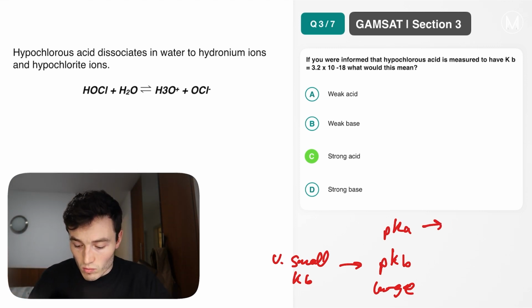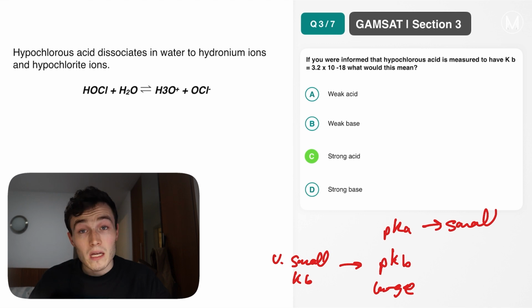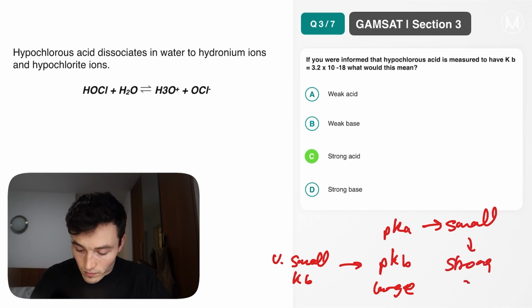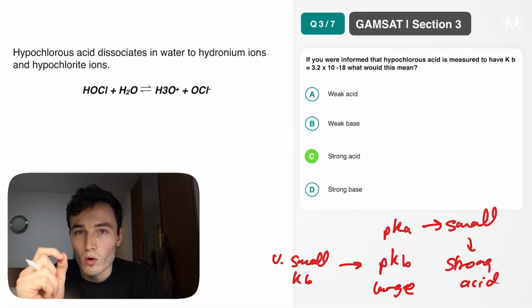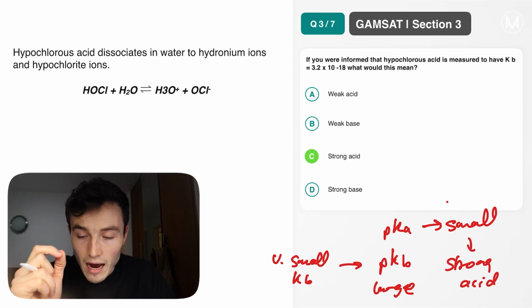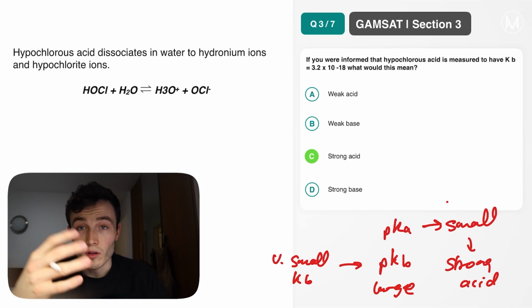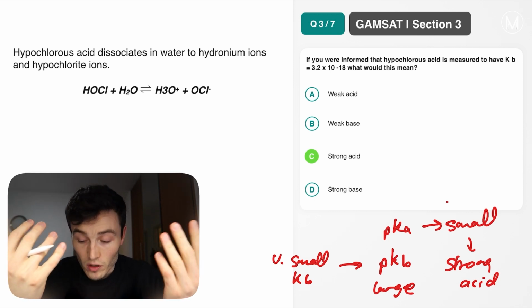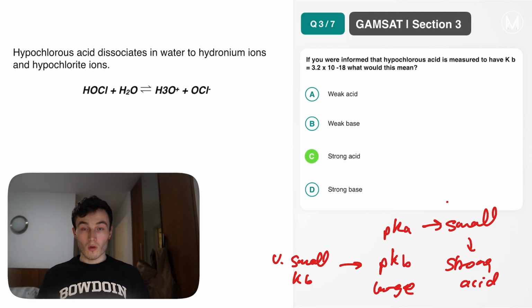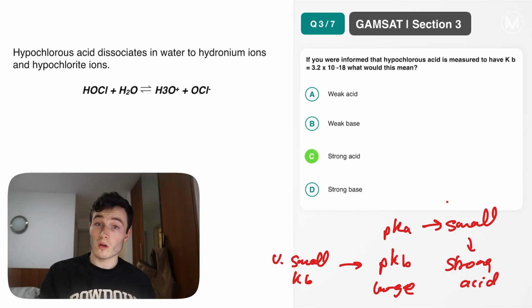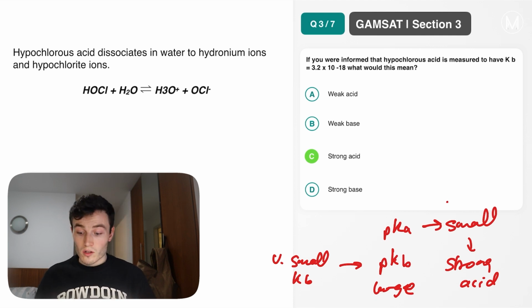Similarly, if you have a small pKa, then that means that it is a strong acid. And so that's just an important concept to realize, because having a pKa value that is very small means that the likelihood for an acid to donate a proton or donate an H+ ion is very, very high, such that we get a strong acid.